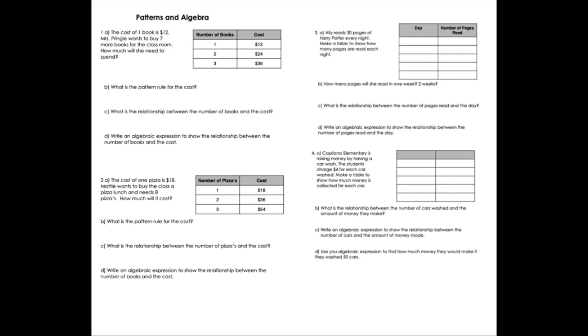Let's have a look at what you are going to be doing today. You're going to be doing exactly what we have just practiced. You have 2 pages. The first page is the first stuff that we did together where the table is provided and you are asked to find the pattern rule for the cost and then the relationship between the number of books and the cost and to show it as an algebraic expression.